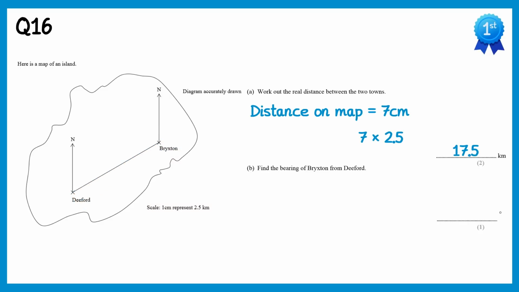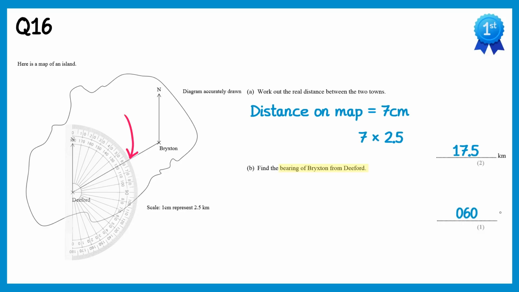To find the bearing of Brixton from Deeford, you need to place your protractor at Deeford, like this. Make sure the 0 is aligned with north. We're going to use the outside scale to work out this angle. If you look at the outside scale, you can see the line crosses here, so the angle is at 60 degrees. This would be a bearing of 060, remembering to give your bearing as 3 figures.